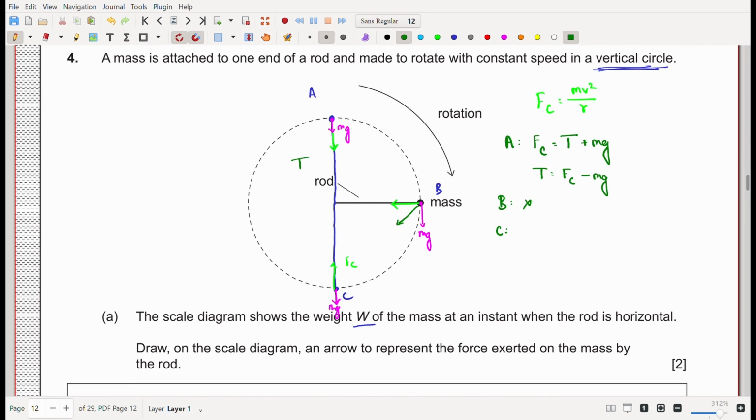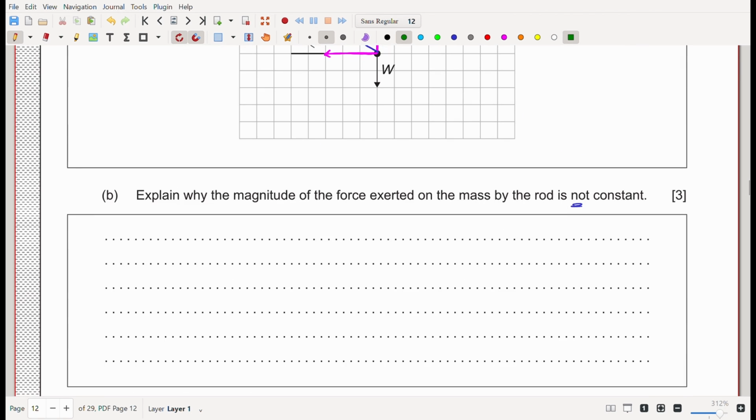But if we look at part C, we see that the centripetal force is actually equal to the tension minus the weight. This is because the tension acts upwards while the weight acts downwards. So by the sign convention, we know that they must be subtracted from each other to give centripetal force. Now, this is what makes it interesting. This means that tension is equal to centripetal force plus the weight, which means that tension at C is greater than tension at A, which is why the magnitude of force exerted by the rod is not constant.